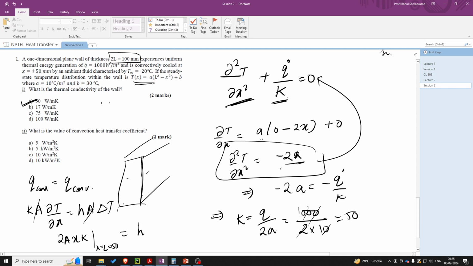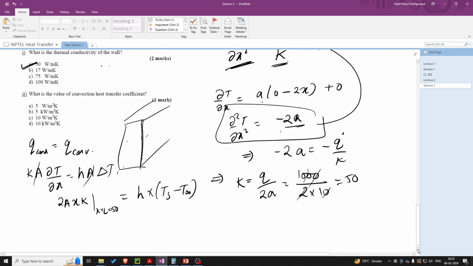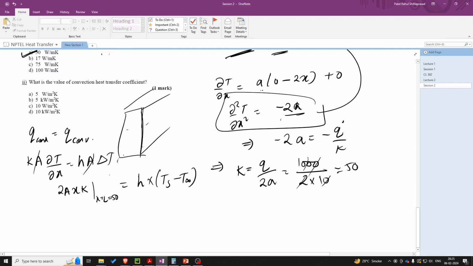And h, we have to find the temperature difference between the surface and the ambient air, which is given as temperature at surface minus temperature of ambient air. So now what we need to do is we will just straight away put the values. So h will be twice of, wait a minute, this should be small a, twice of a, basically this term a.